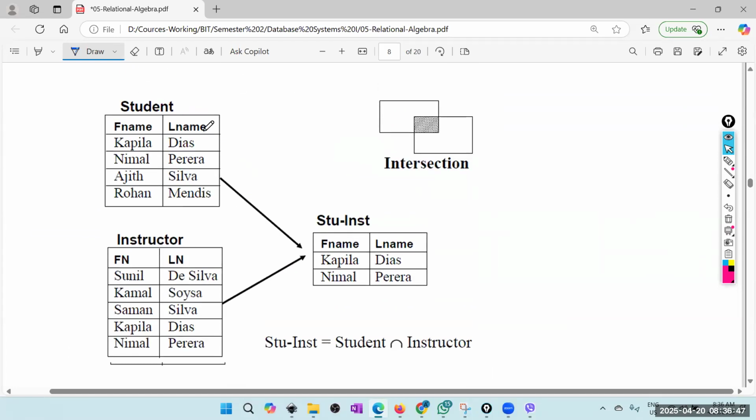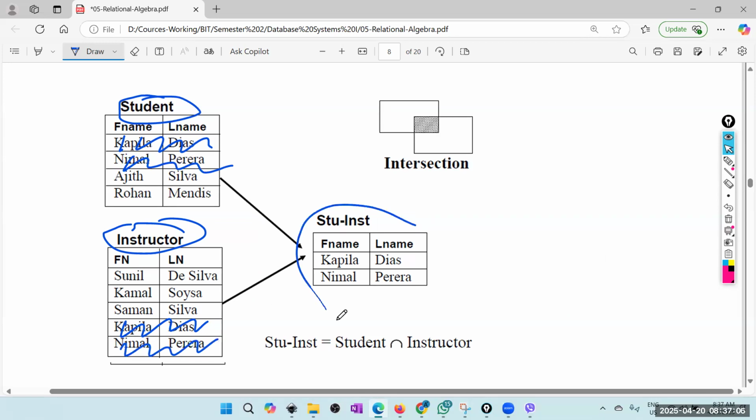It's something like a person who is both student and instructor. That means he is a student as well as playing the role of an instructor. So here we have Kapila Dias playing both roles and Nimal Pereira playing both roles. No one else. So this is our intersection. We use the same symbol as set intersection.